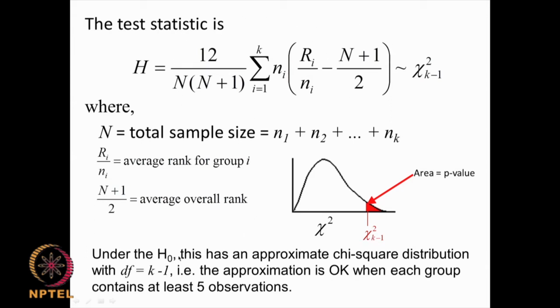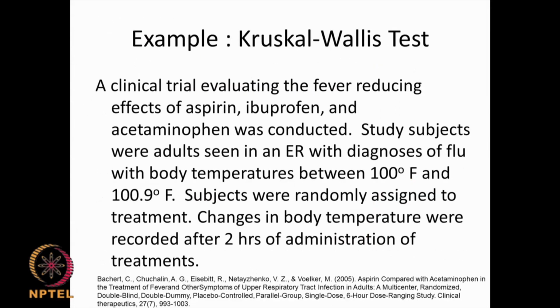So, under the null hypothesis, this is an approximate chi-square distribution with degrees of freedom equal to k minus 1, and the approximation is okay when each group contains at least 5 observations. So, we compare this test statistic using the chi-square distribution. Okay, let us look at an example.